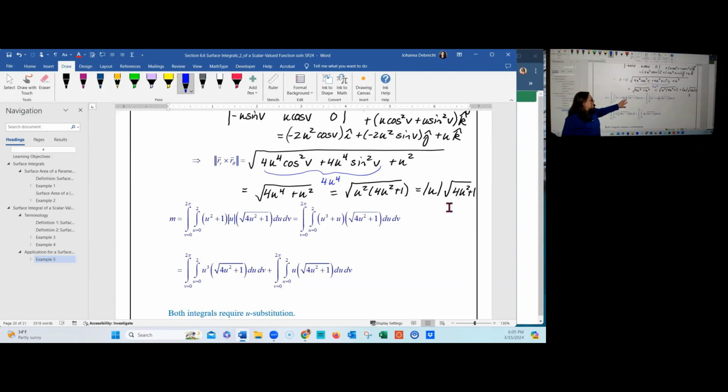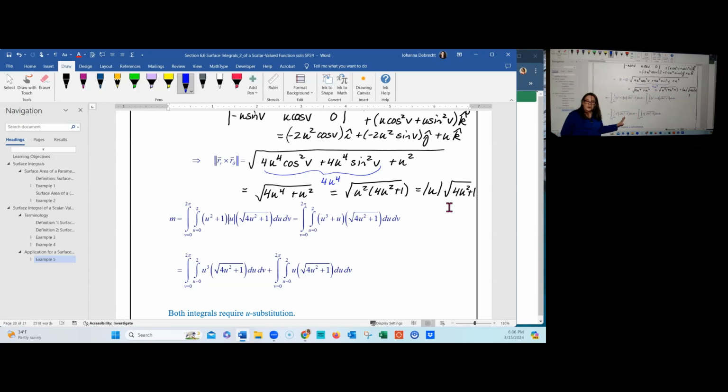When we do this, we can drop the absolute values because u varies from 0 to 2, which means it's always non-negative. Then we can distribute the u across the first set of parentheses, giving us u cubed plus u, all multiplied by that radical. Now, in order to integrate this, we need to split it into two integrals. We use the distributive property to get u cubed times the square root plus u times the square root, both integrated with respect to u and v.